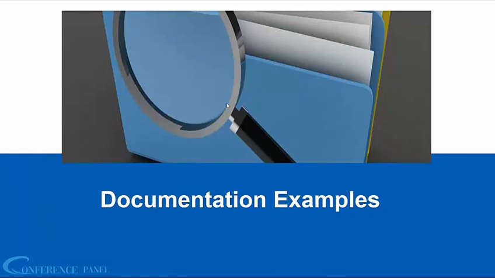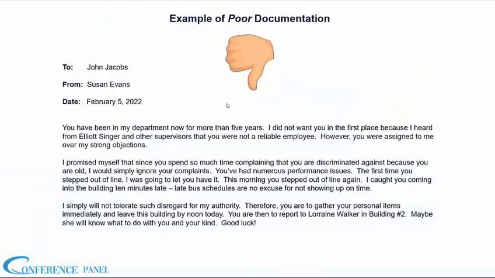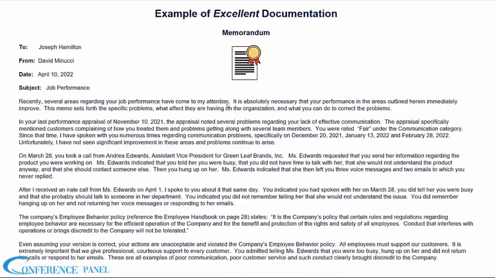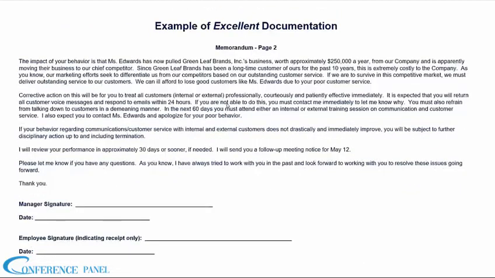This first one, my example of poor documentation. Let's move on to our example of good documentation. Now let's talk about an example that I would label excellent documentation. This next paragraph talks specifically about the impact of Joseph's behavior on the organization.